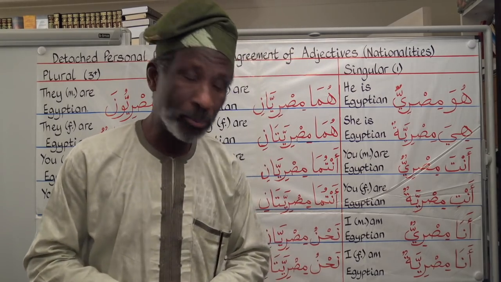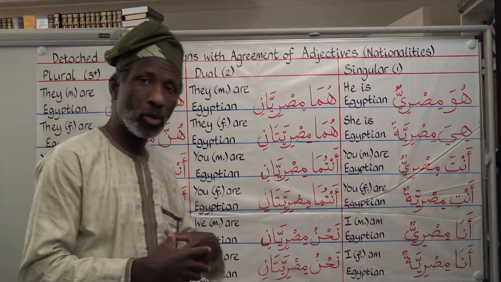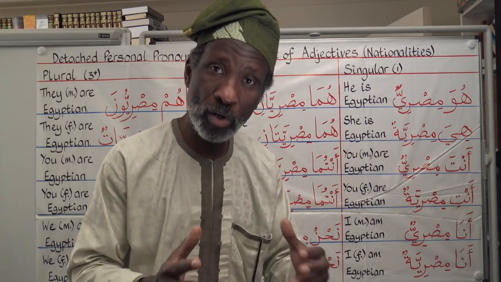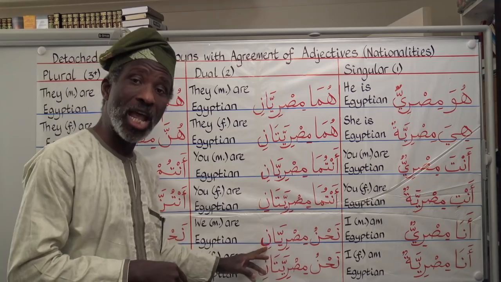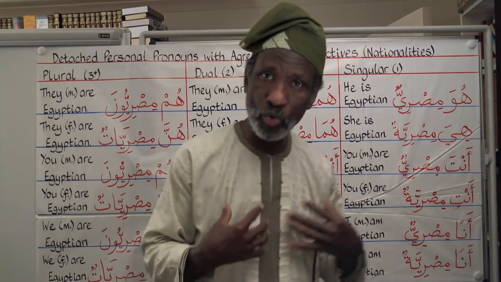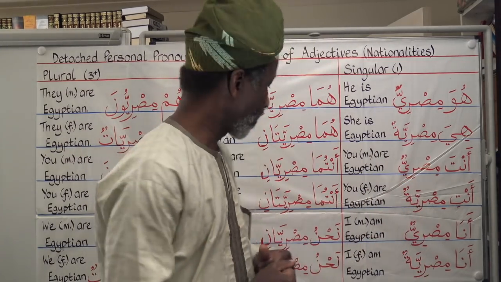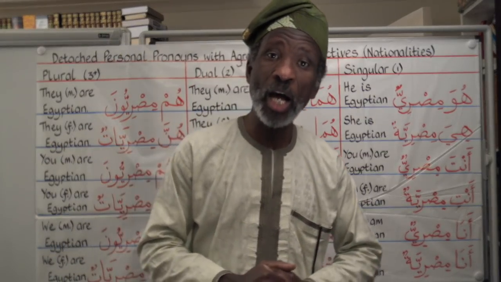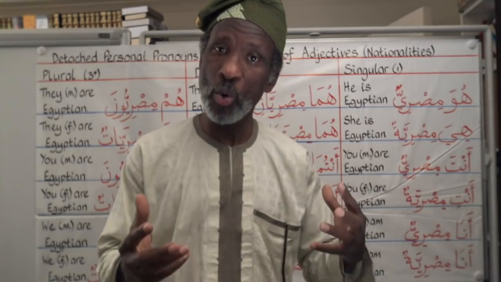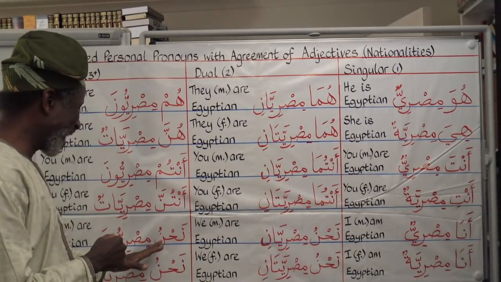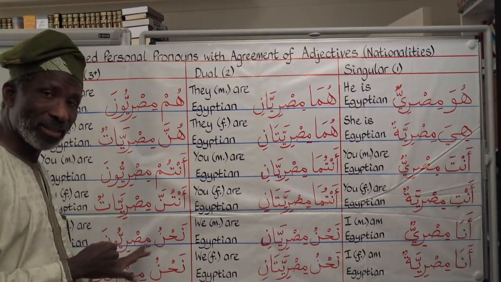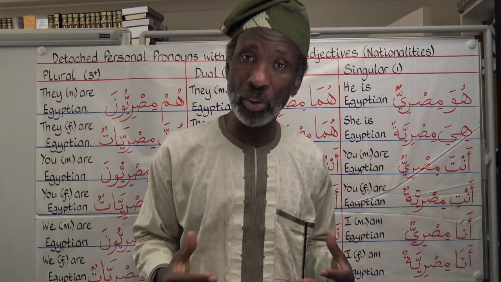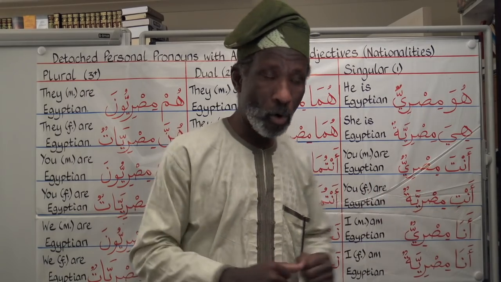I am Egyptian. If two of us or more of us are speaking, we say نحن. Two of us, we say نحن مصريان. That's we are two Egyptian men. نحن مصريتان. We are two Egyptian women. Plural: نحن مصريون. The same, نحن مصريون. We are Egyptian men, meaning three or more.